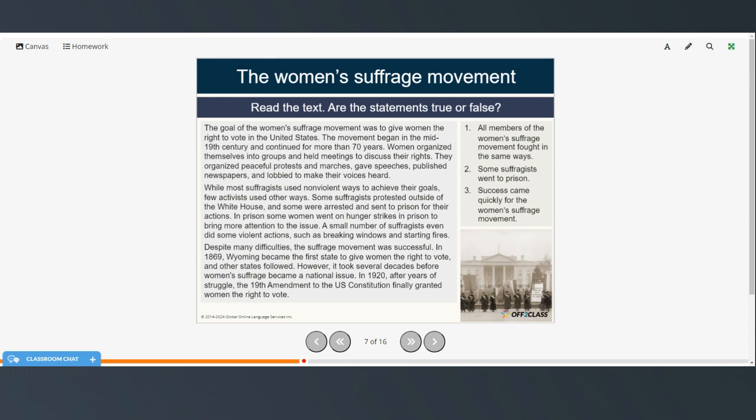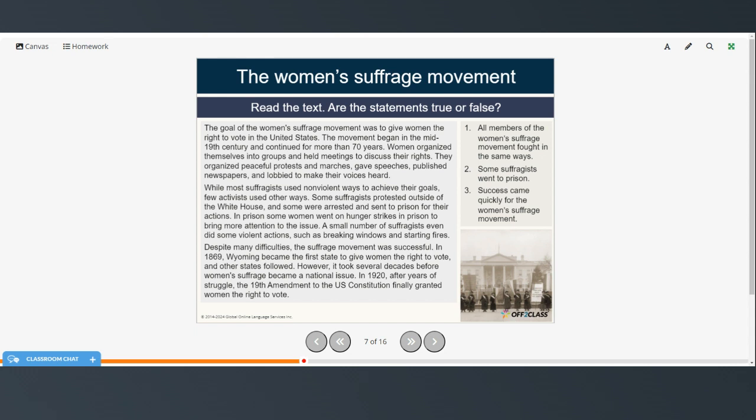While most suffragists used nonviolent ways to achieve their goals, few activists used other ways. Some suffragists protested outside of the White House, and some were arrested and sent to prison for their actions. In prison, some women went on hunger strikes to bring more attention to the issue. A small number of suffragists even did some violent actions, such as breaking windows and starting fires.